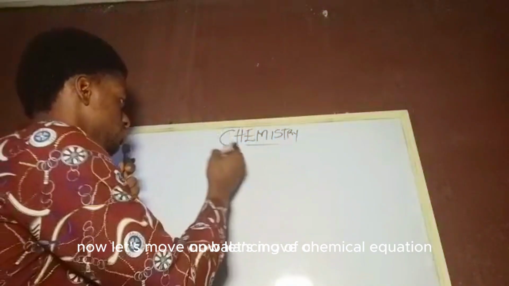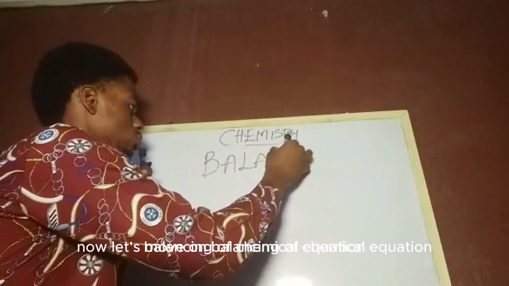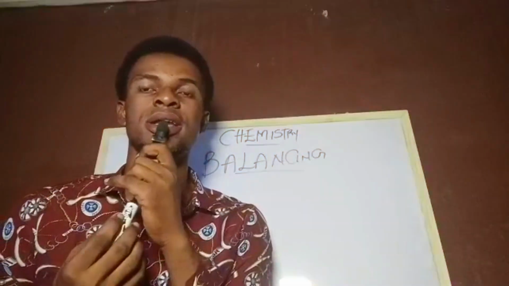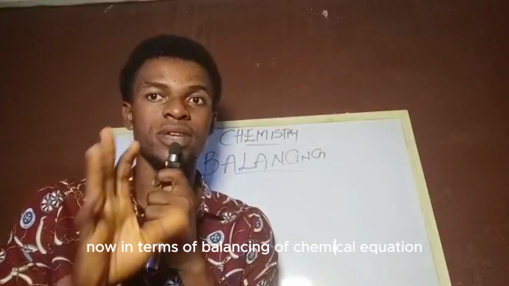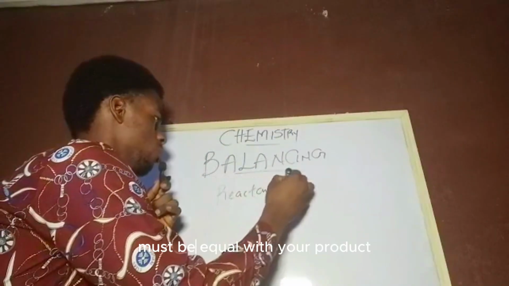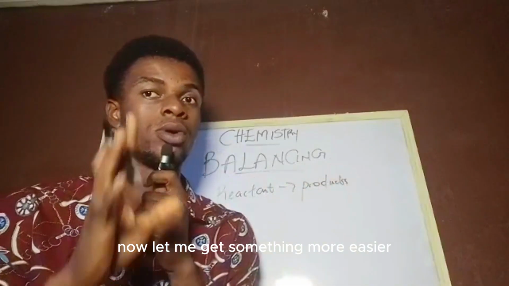Now, let's move on. Balancing of chemical equations. I'm going to start with this so that you get it. In terms of balancing chemical equations, one thing you need to know is that your reactants must be equal to your products.